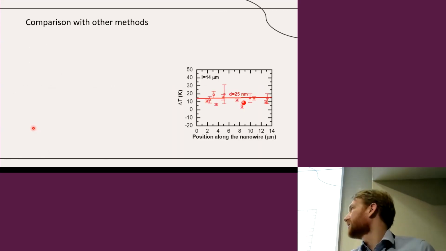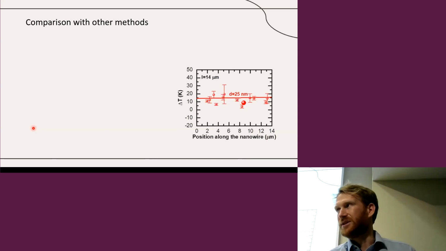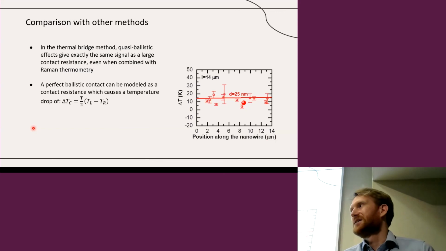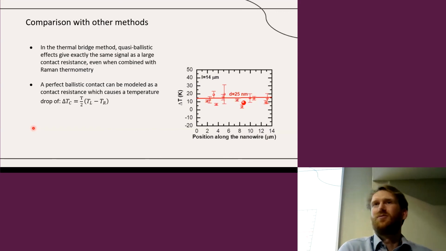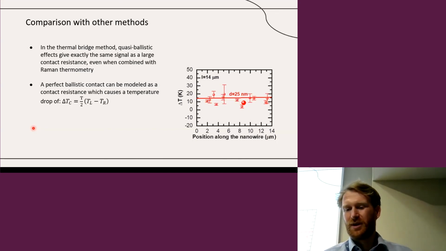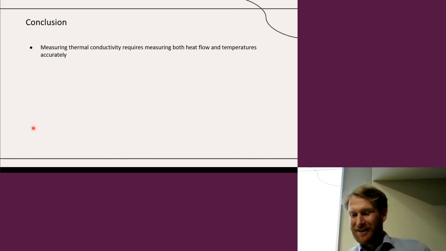And if we compare it with other methods, before I showed you this ballistic transport method combining the thermal bridge and the Raman thermometry, but you would get exactly the same result if you just had a very large contact resistance. And that is true from theory and that's true from experiments. Now, if our contact resistance is much larger than a wire resistance, we get exactly the same result. So this offers a unique opportunity to extract these quasi-ballistic effects without having to argue that they're not coming from contact resistances. So then I come to my conclusion.